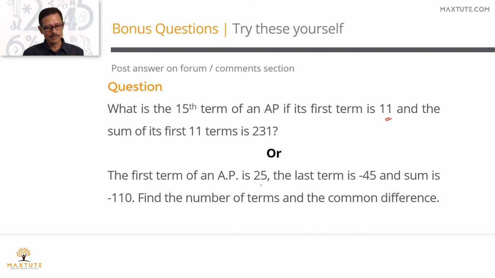The first term of an AP is 25. The last term is minus 45. And the sum of all of these terms, the first to the last term, is equal to minus 110. Find the number of terms and the common difference. Follow the steps that we have detailed in alternative 1 to get to the answer to this, and for alternative 2, follow the method to get to the answer to this.